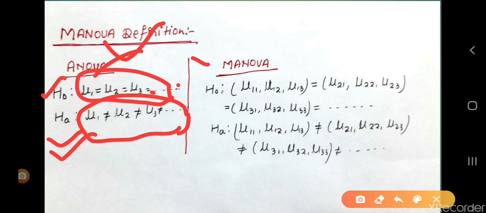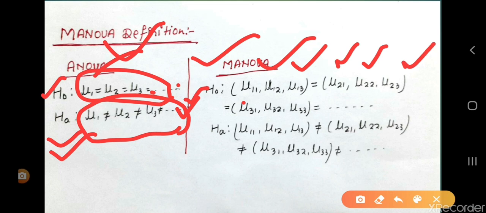But in MANOVA we have multiple dependent variables and multiple independent variables. So we have to find the differences between each group and within the group. So a null hypothesis will be in this form: suppose one dependent and one independent variable, so mu 1 to 1, 1 to 2 and 1 to 3 is equal to mu 2 to 1, 2 to 2 and 2 to 3.